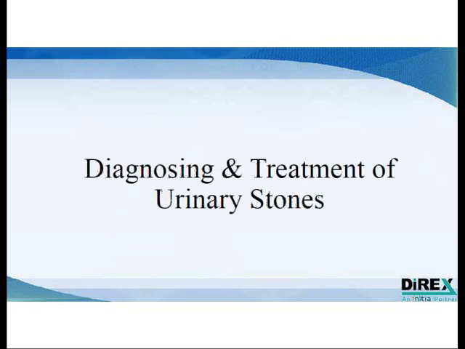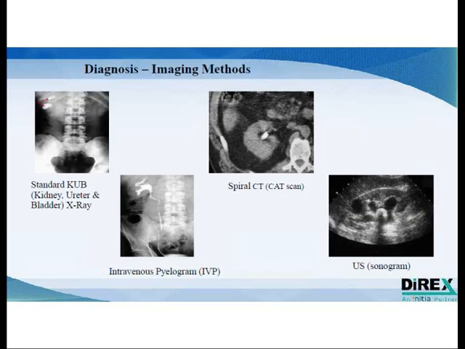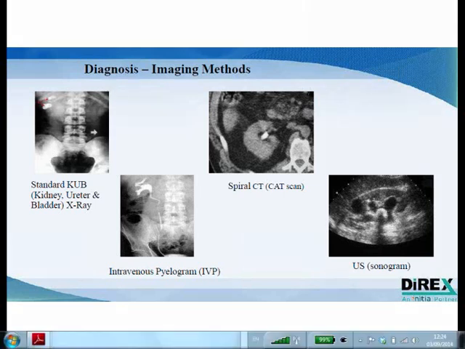Now we will get into the diagnosis and the treatment of the stones. Let's begin first of all with the imaging methods. Here you can see the standard kidney ureter bladder X-ray. On the top left you can see that there is a formation of stones, which are very visible through X-ray. As a very dense structure, they appear white.